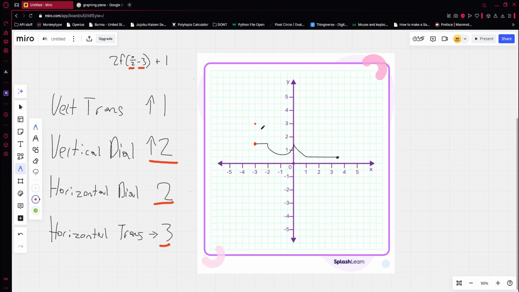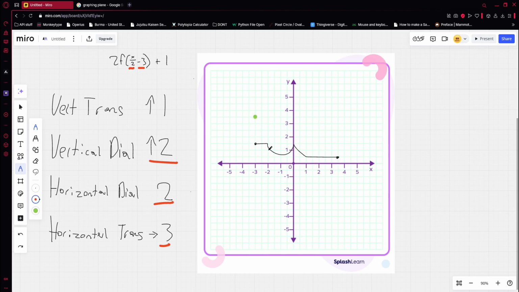And then after we do that, let me just erase this point here. Our final step is the vertical translation. So vertical translation, up by 1, up by 1. And I'm going to put this in green because this is our final point. So this point here has translated back: horizontal dilation, horizontal translation, vertical dilation, vertical transformation. And then we ended up here.